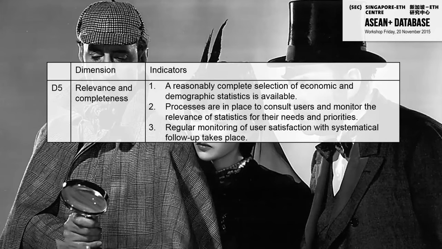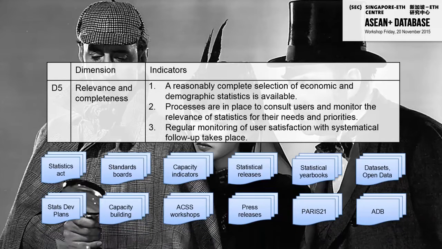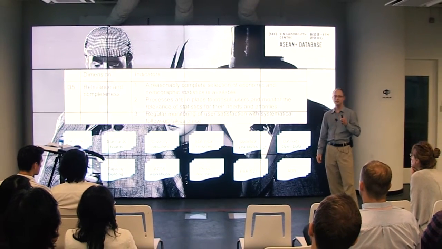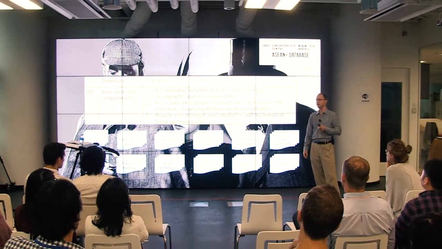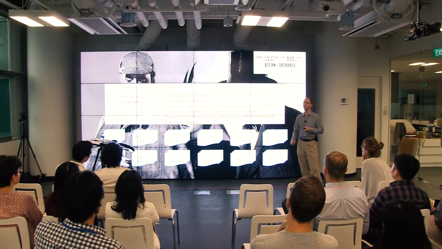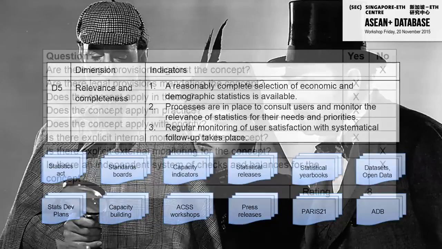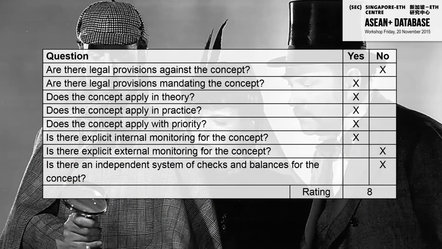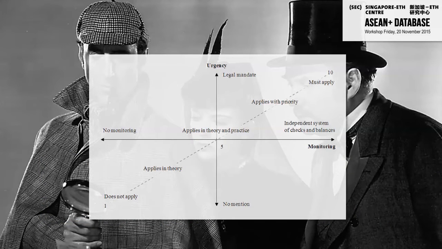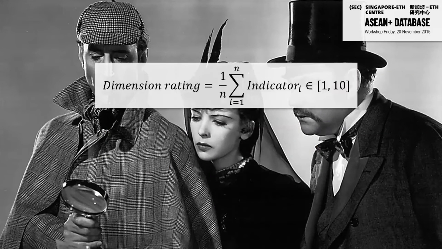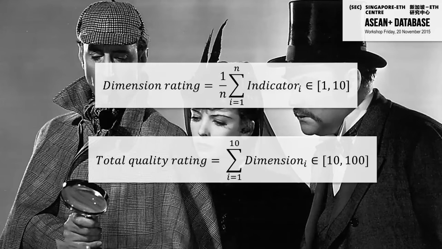Here is just one example. I'm just going through this really quickly. If anyone's interested in more detail, I'm happy to explain more. This is really just a brief introduction. So if you look at one dimension, it has several indicators. What I did then, I looked at all these texts: the statistics acts, the releases themselves, the yearbooks, also standards boards that they're members of, maybe the IMF, et cetera, and you can find a lot of information about how countries actually put together their statistics. Then I asked some questions and rated them on a scale from 1 to 10. And with that, you get a rating for the statistical quality of a country.